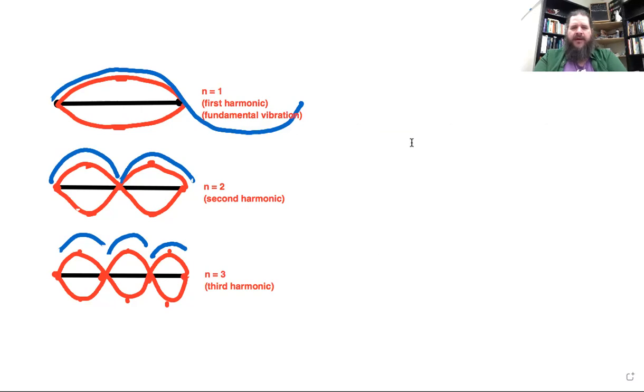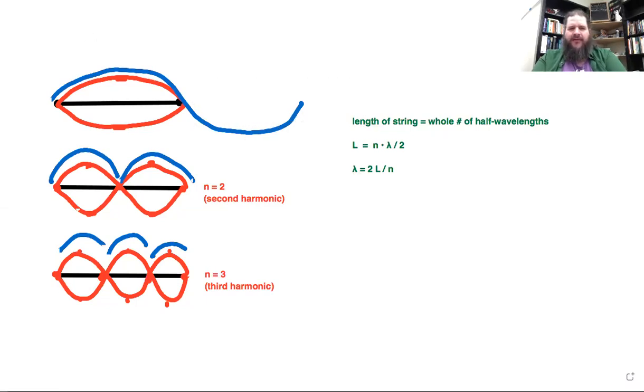Yeah, multiply by 2 and divide by n. So that is a formula for the wavelength of the nth harmonic. For example, if we take a look at the first harmonic, the fundamental vibration, 2L over n would be 2L over 1, so that's just 2L. For the second harmonic, wavelength is 2L over 2, so that'll just be L. For the third harmonic, wavelength would be 2L over 3, so that's 2/3 times L.